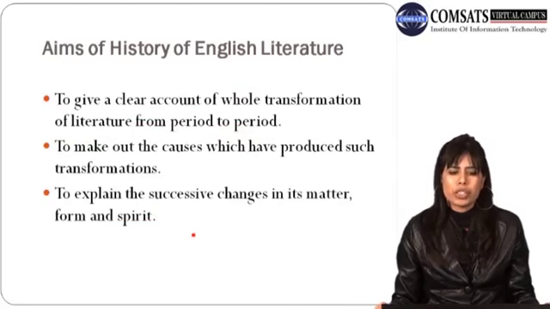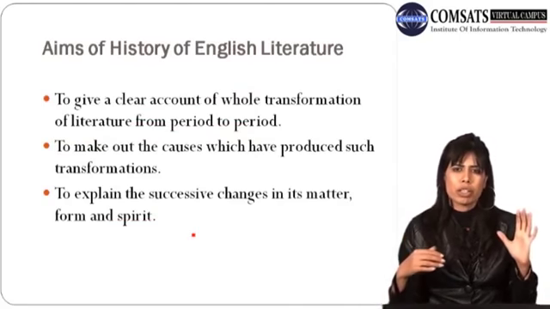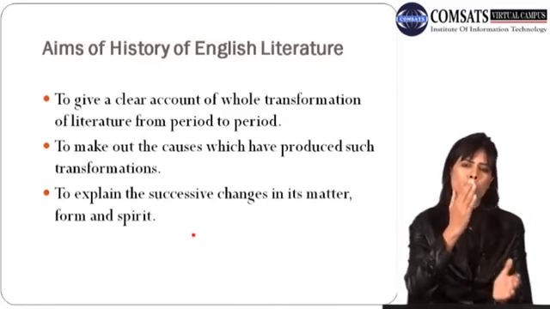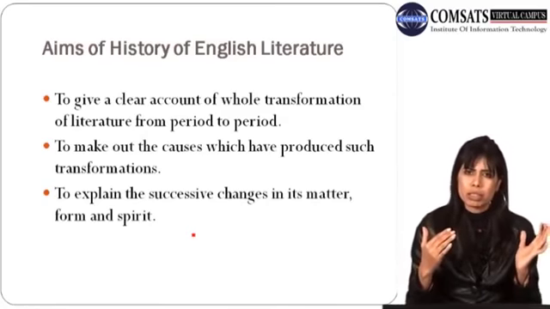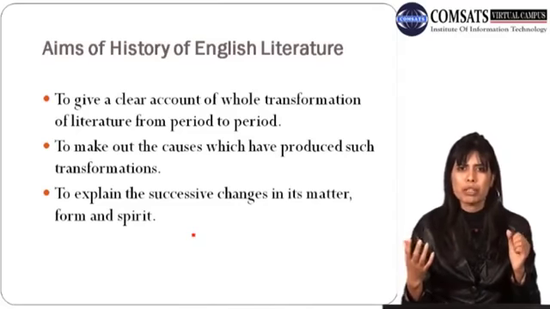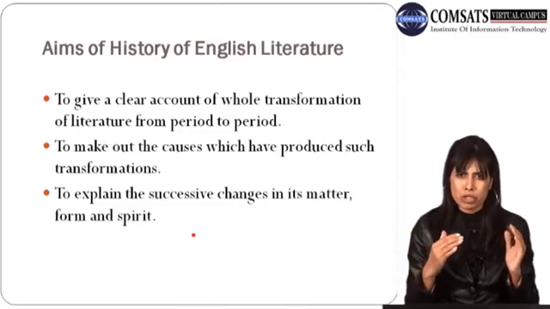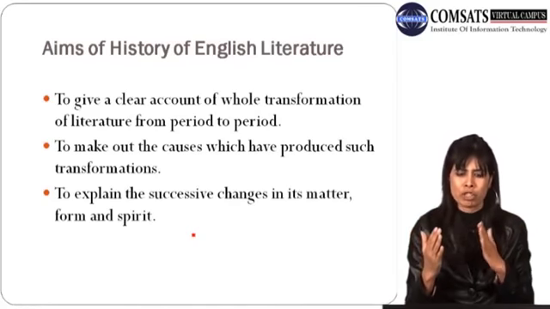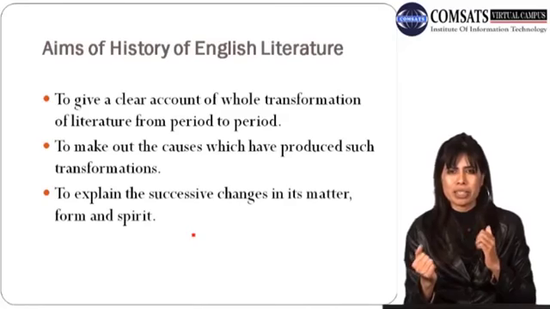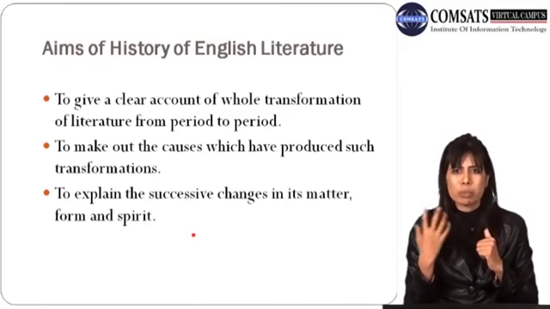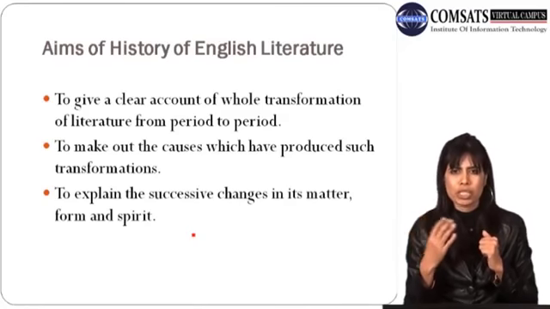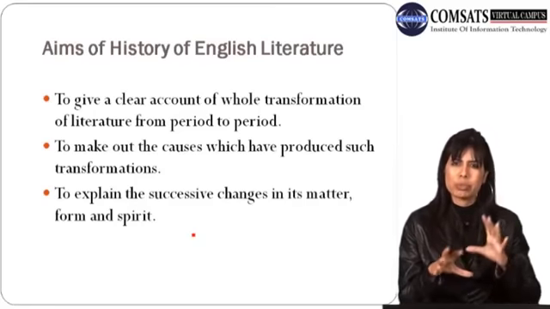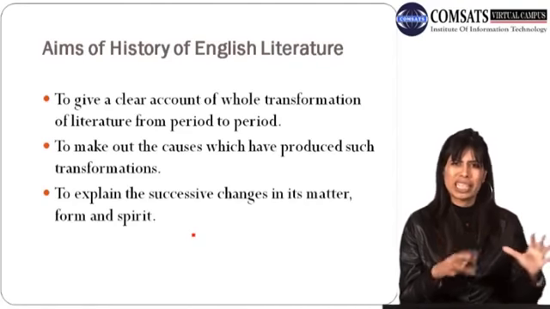Aims of history of English literature. So basically we use history of English literature to give a clear account of the whole transformation of literature from period to period. So my dear students, when we talk about history of English literature, there will be too many changes which happen with the passage of time when we compare different ages or different periods. It is a study to explain those successive changes as far as their matter, form and spirit are concerned. So my dear students, basically our focus would be on all these things.